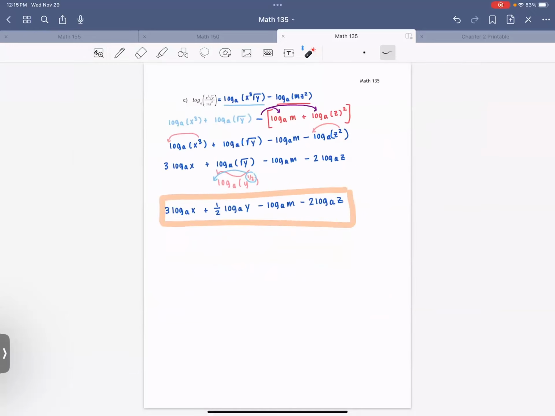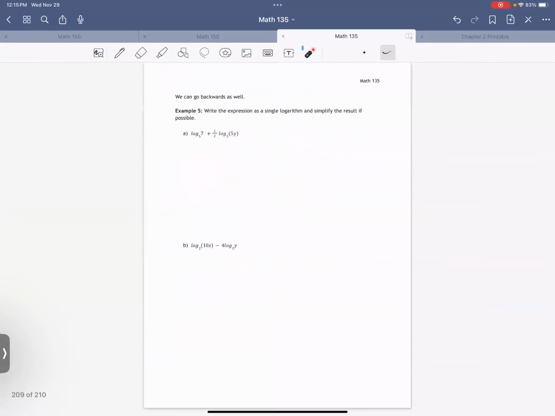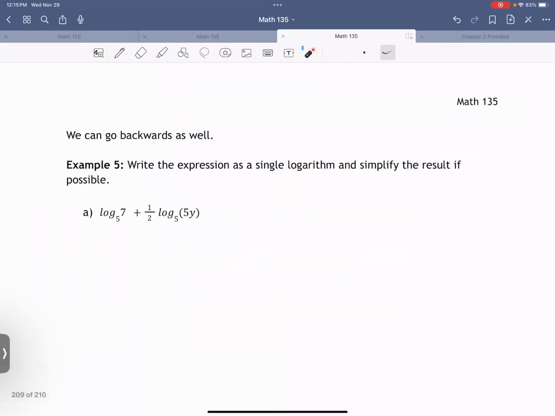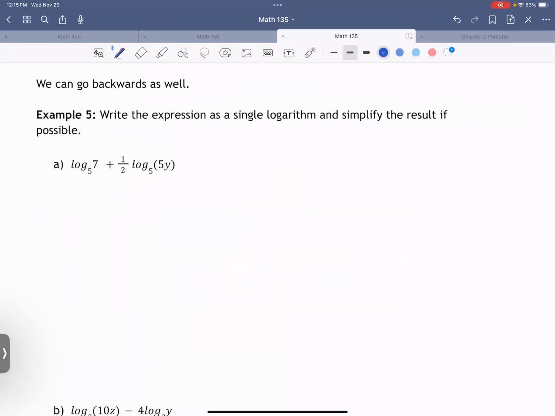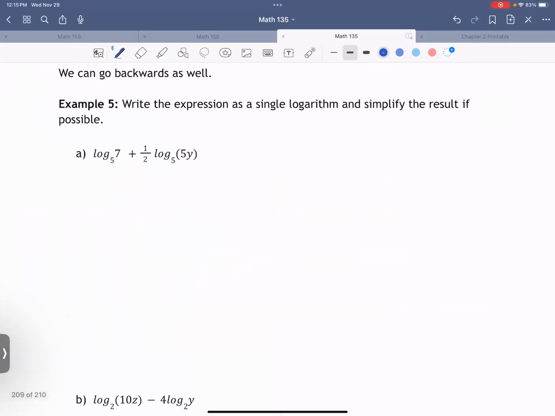All right, let's try to go backwards. I think going backwards is probably more practical than going forwards. Normally we try to condense logs instead of expanding them out. So let's take a look at part A. Here I have log base 5 of 7, adding it to a half times log base 5 of 5y. I want to condense this into one log, so my final answer should just have one logarithm instead of multiple logarithms together.